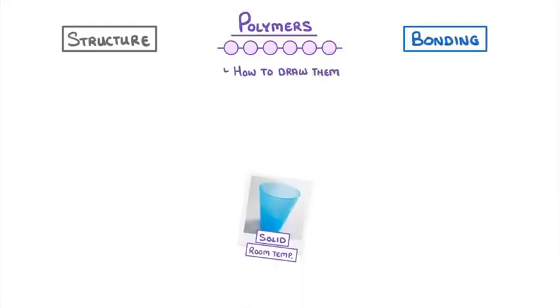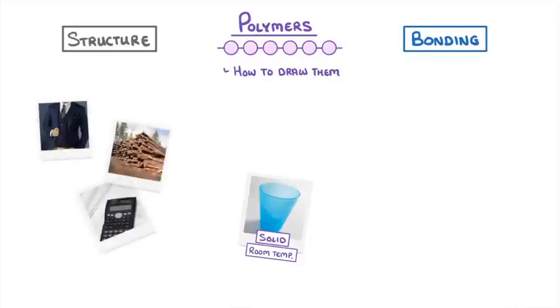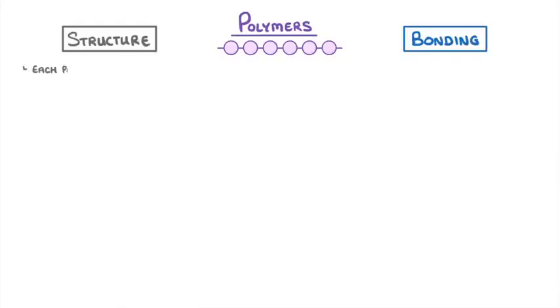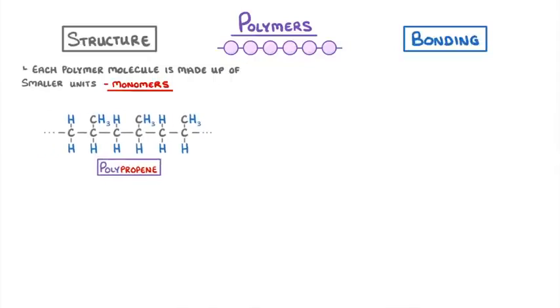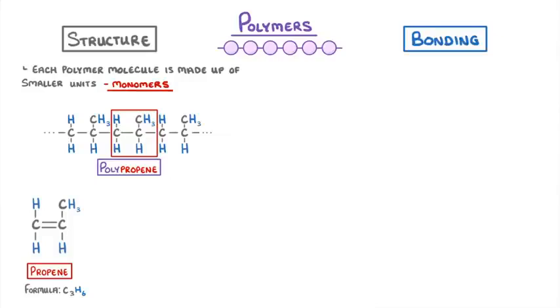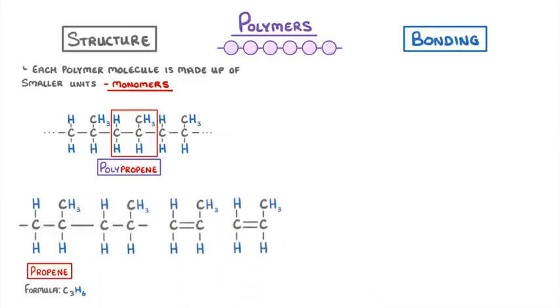Now, polymers are a huge and diverse group of different substances, and they make up all sorts of things. What they all have in common, though, is that each polymer molecule is made up of lots of smaller units called monomers. For example, polypropylene is one of the main polymers in plastic, and a single molecule can be thousands of atoms long. But it's actually made from these monomers, called propene, which have the formula C3H6. And if we line a few of them up, you can see how they could keep adding together again and again until they form a huge polymer chain.